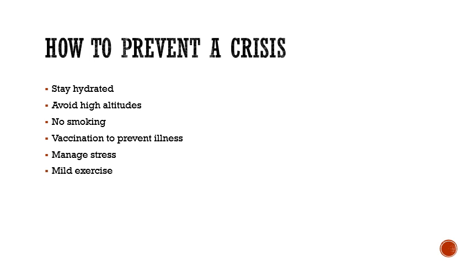How do we prevent a crisis? Well, staying hydrated to avoid dehydration, avoiding high altitudes, not smoking, vaccinations to prevent illness, managing your stress, and mild exercise can all help prevent that sickling of the blood cells and prevent the crisis.